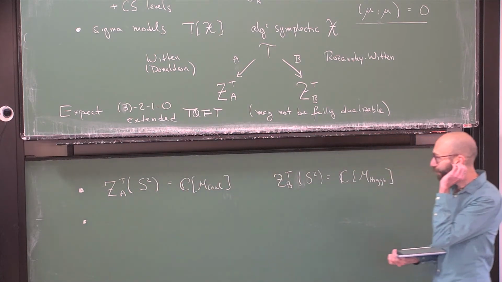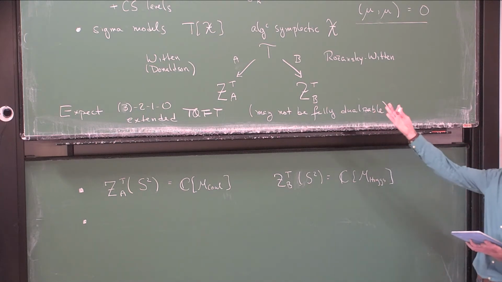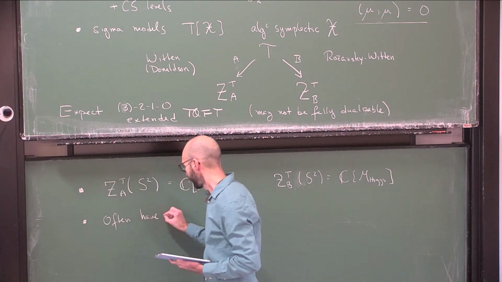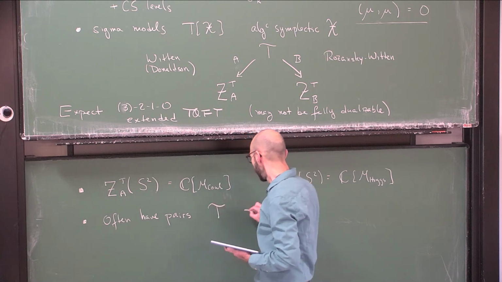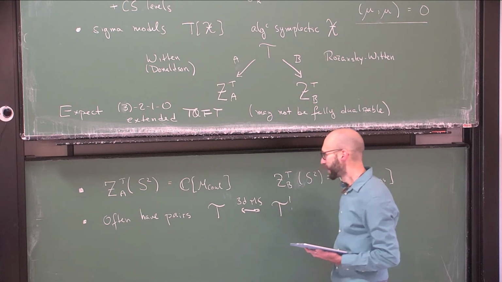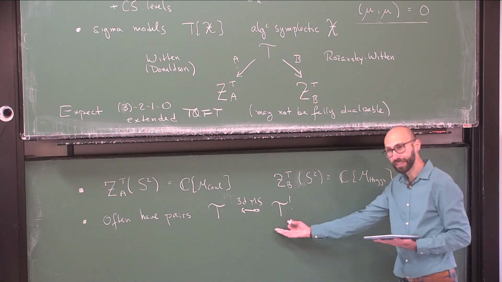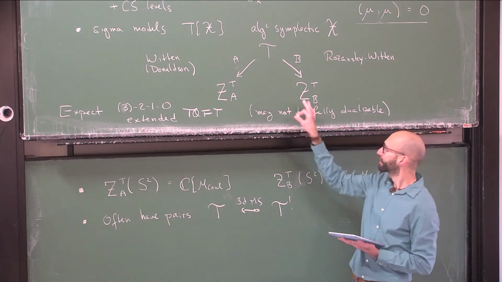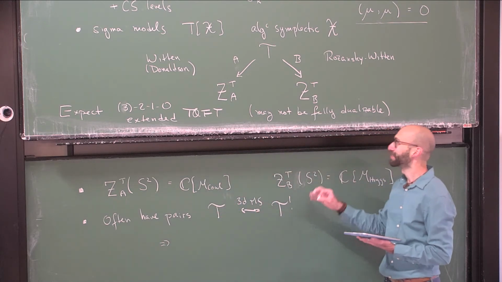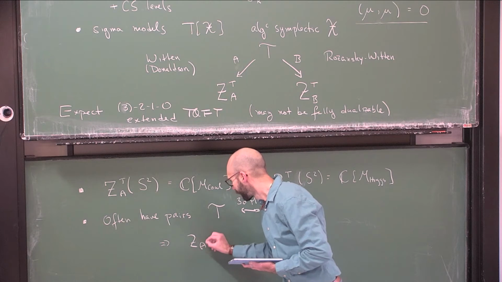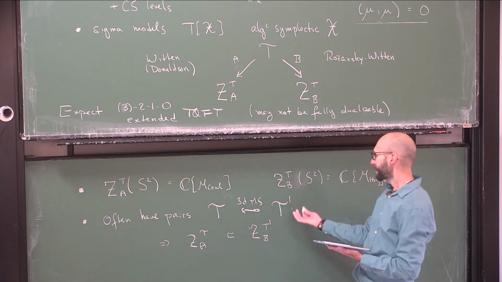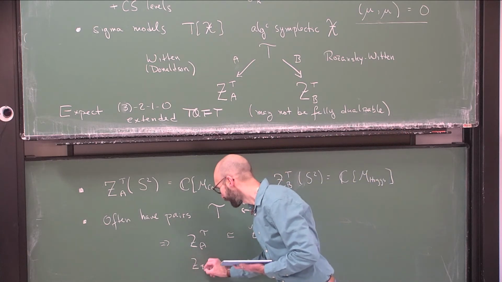Another nice feature that's parallel to the 2-dimensional story is that often such N=4 theories come in pairs that are related by a physical duality known as 3D mirror symmetry. And given a mirror pair like this, the expectation is that the TQFT functors will be equivalent up to an exchange of A and B. So ZA for T, ZB for T dual, whatever the dual theory in the pair is, and similarly for the other twist.